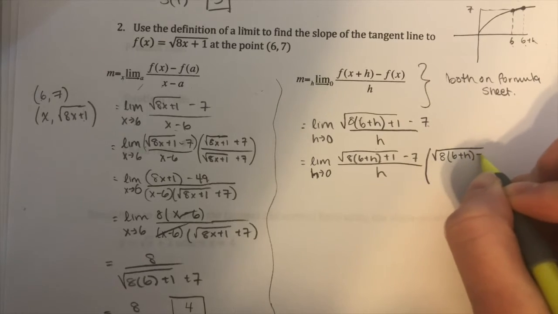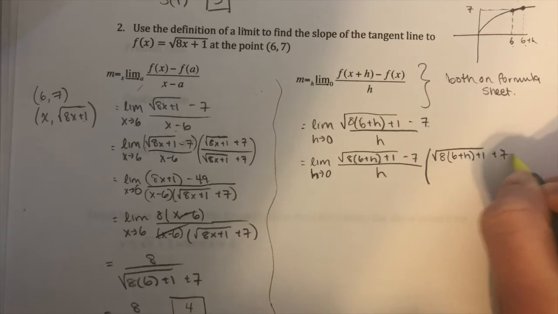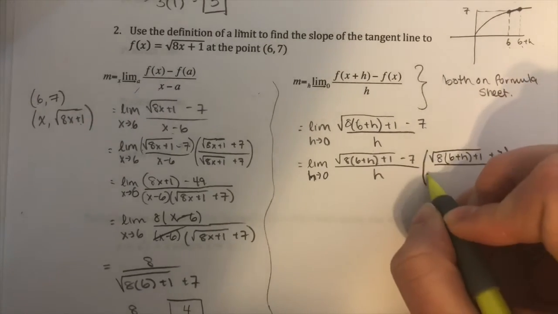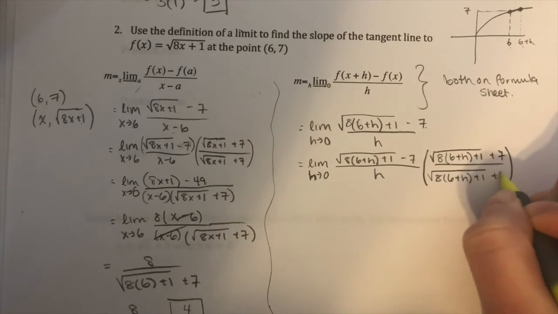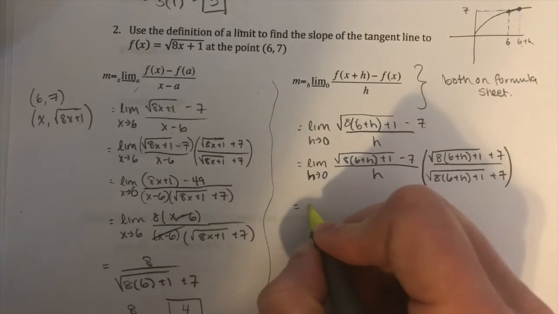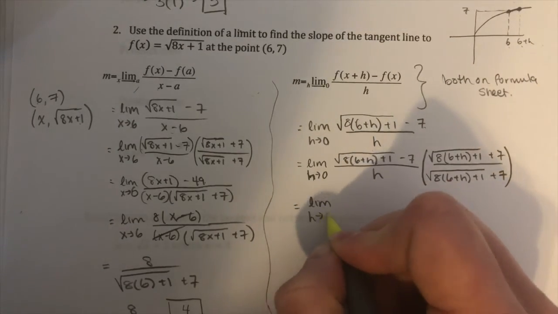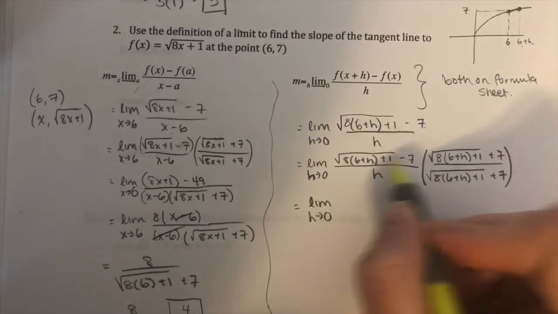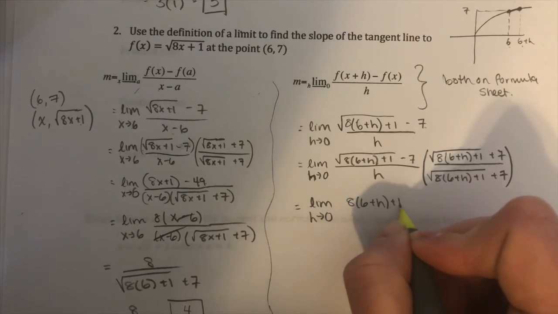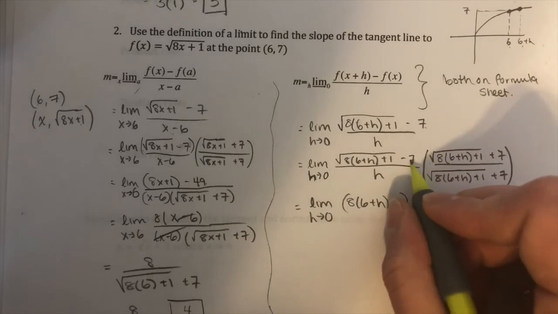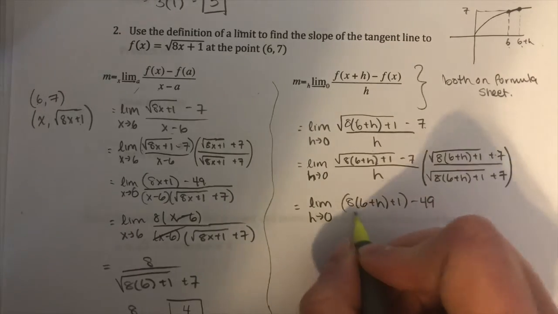Multiply by root of 6 plus h plus 1, and then plus 7. So this times this is going to be just 8 times 6 plus h plus 1, and then 7 times 7 is 49.